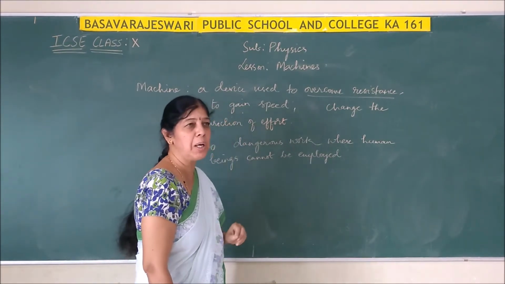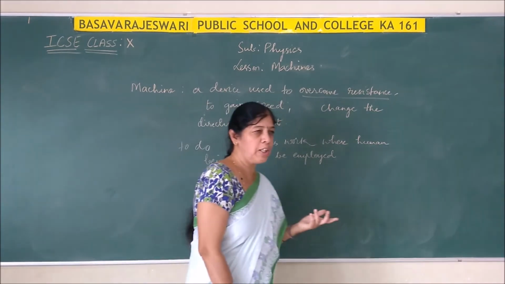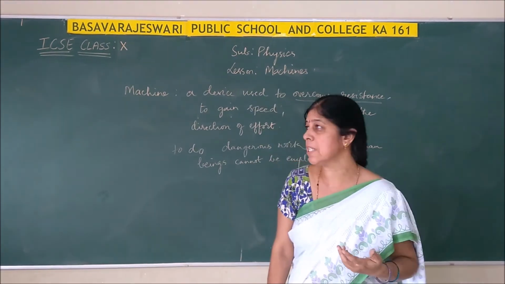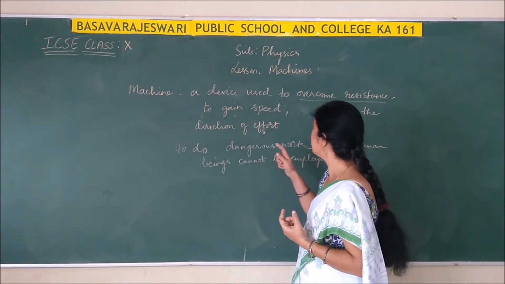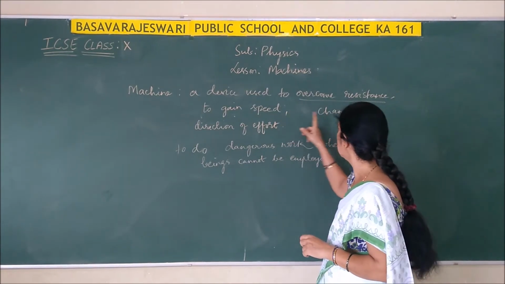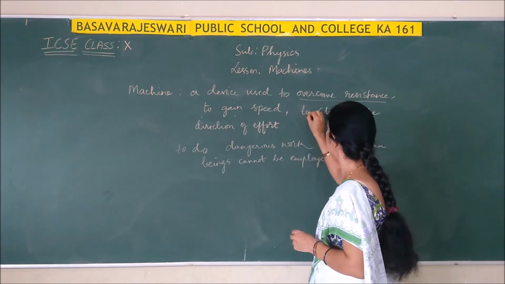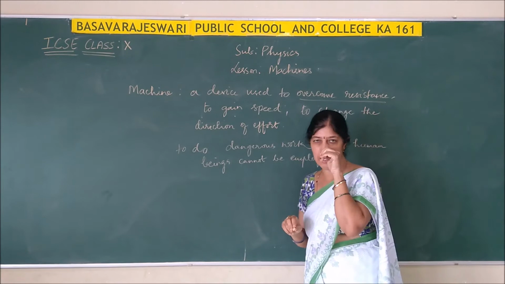Today we shall start a new chapter in 10th standard physics, machines. Before we go for the higher topics in machines, let us first know the definition of a machine. A machine is a device used to overcome resistance, to gain speed, to change the direction of effort, and to do dangerous work where human beings cannot be employed.